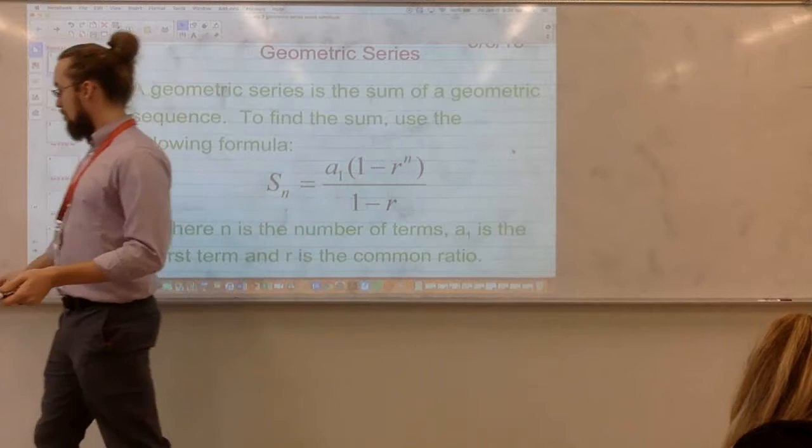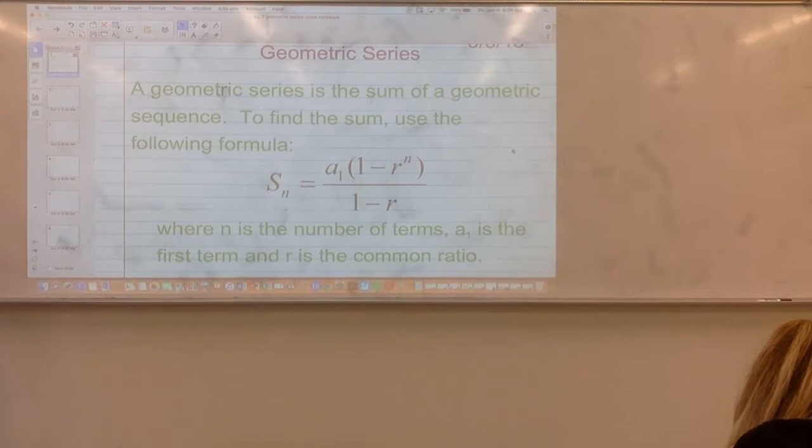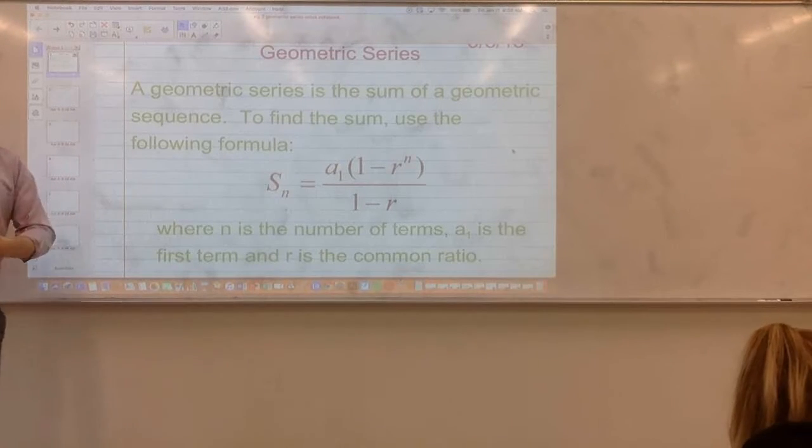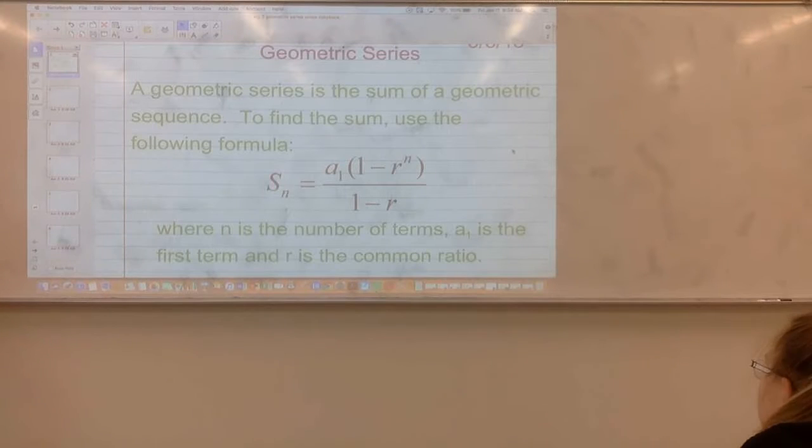So that was more a sequence, like a list of numbers. A series is when I add a list of numbers up. So then a geometric series is just adding all of the numbers in a geometric sequence together. The sum of a geometric sequence.